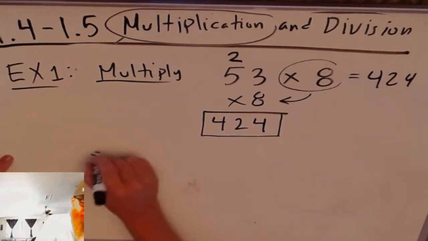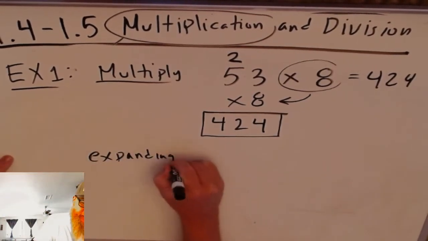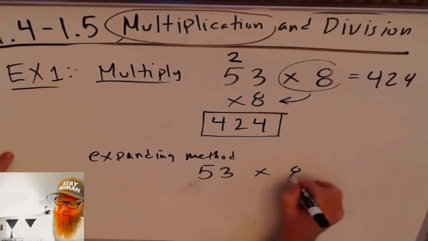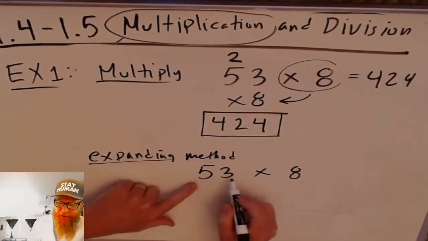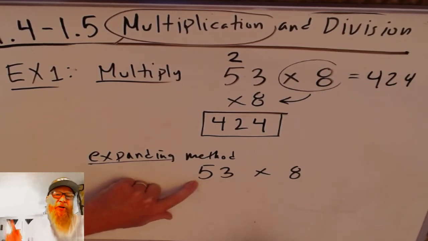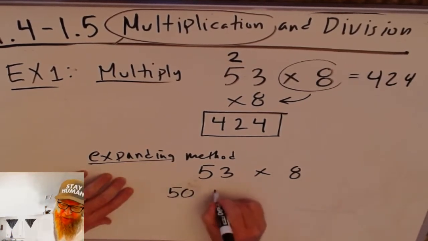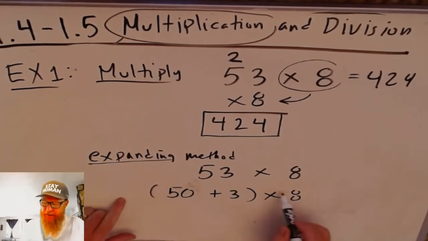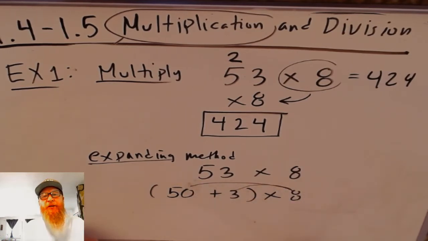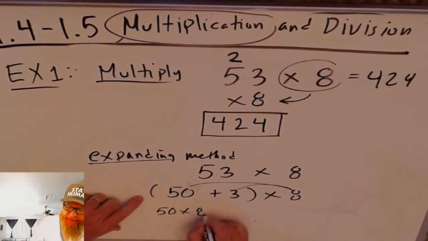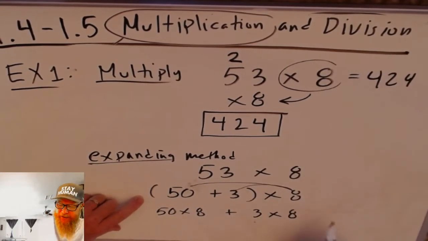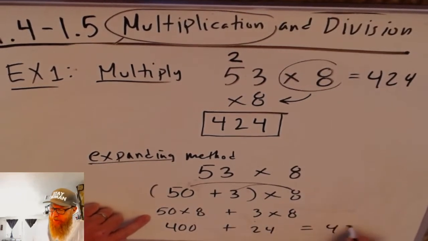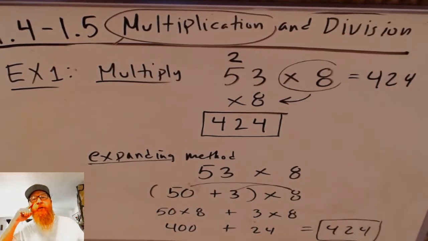You can also use the expanded method. This is how we typically do it with mental math. If you really want to try mental math, the expanding method is really good. You expand the larger number typically. So the larger number is 50 plus 3. And then you use the property of distribution, which we'll get more into in chapter 2. So you've got 50 times 8, and then 3 times 8. And you can do all this in your head. 50 times 8 is 400. 3 times 8 is 24. And you're still going to get the same answer of 424.